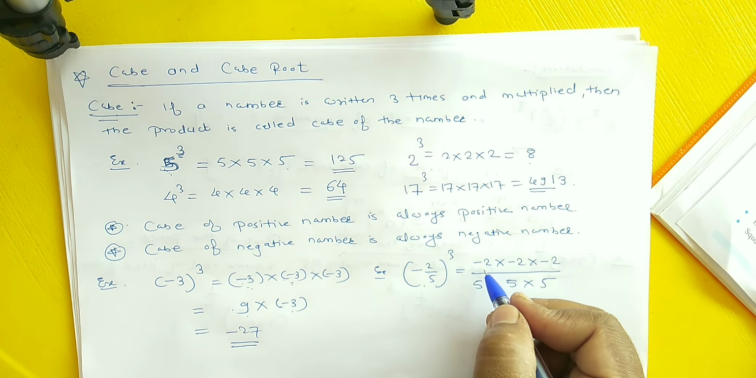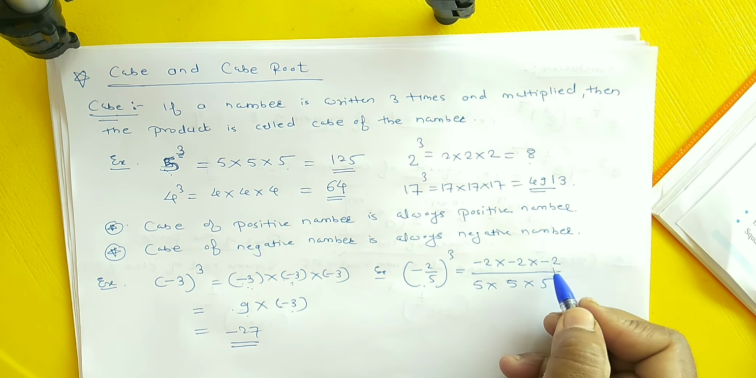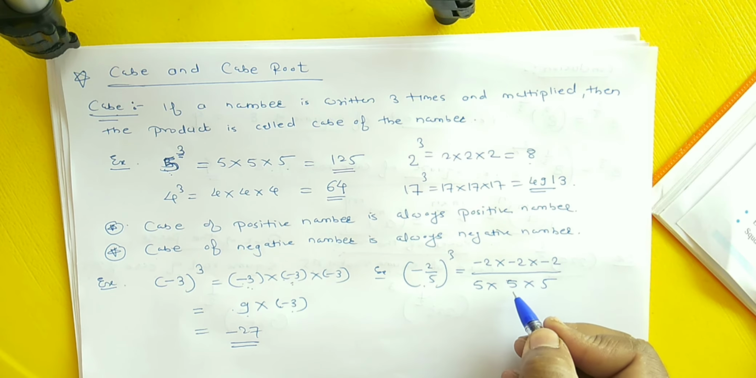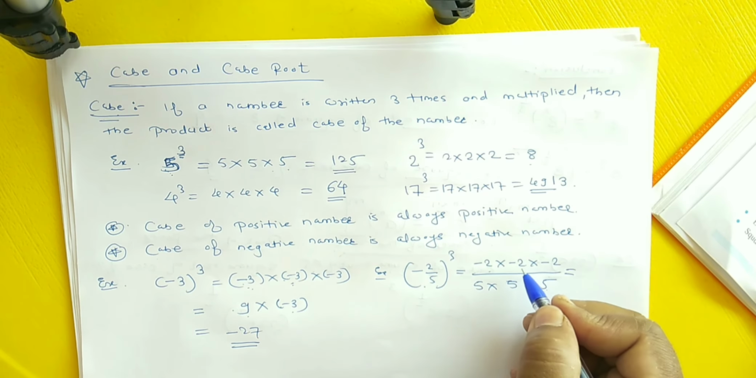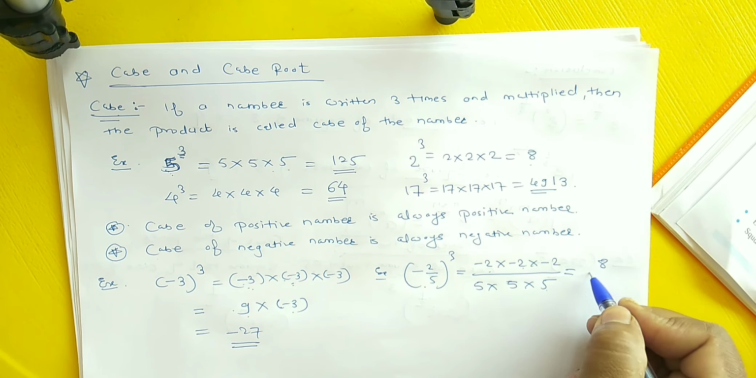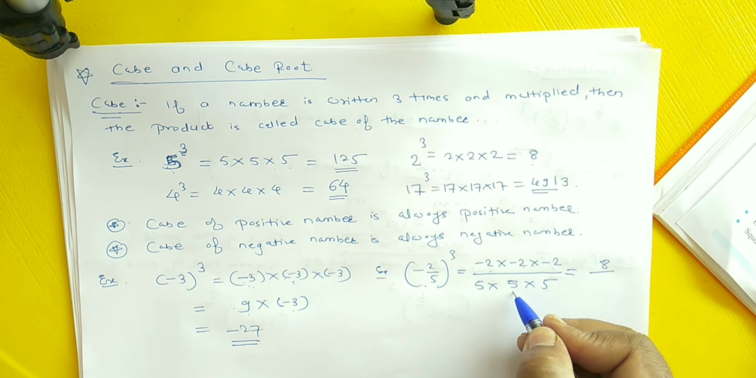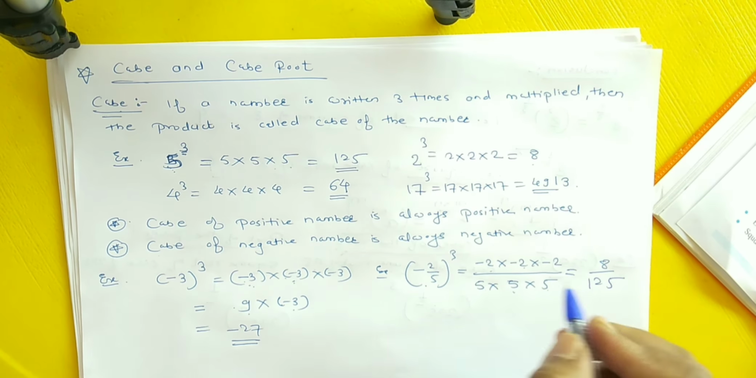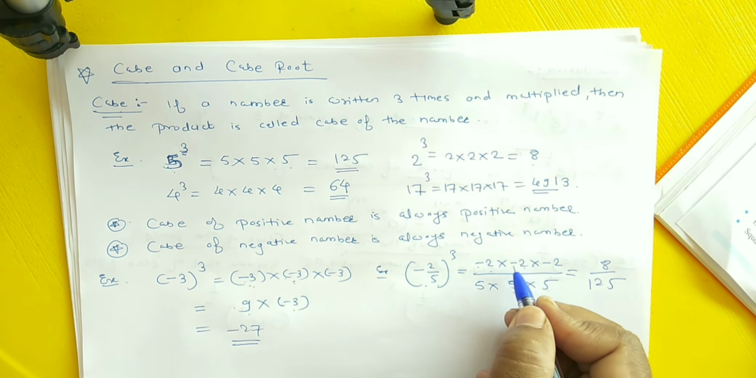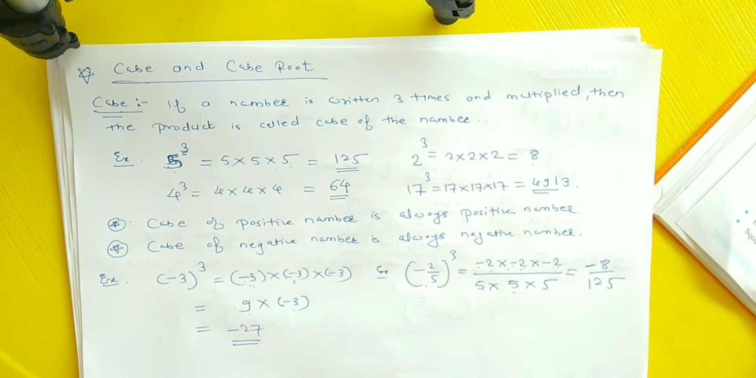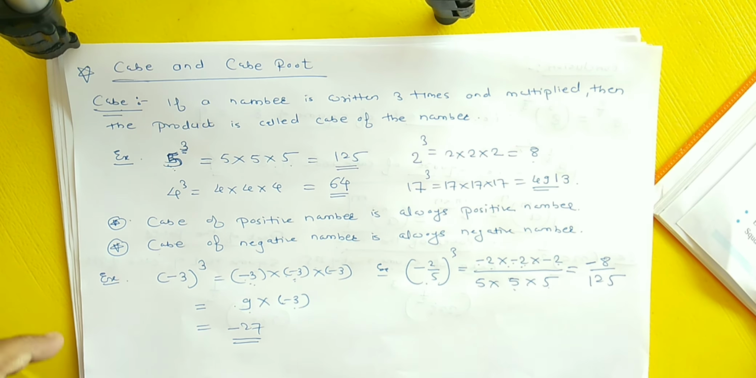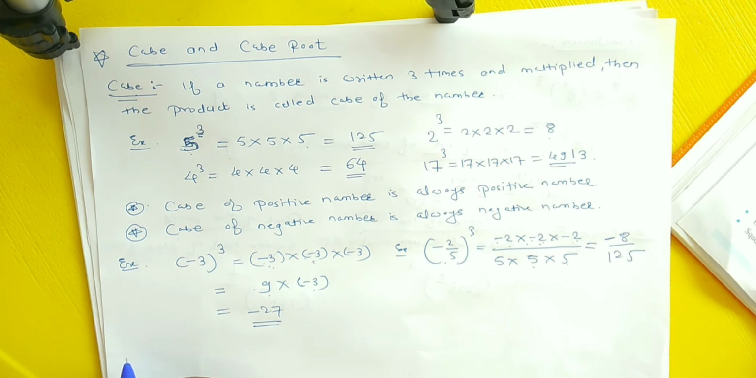Okay, so here indicate -2 into -2 into -2, and in the denominator you can write the positive 5 into 5 into 5. So 2 2s are 4, 4 2s are 8, divided by 5 5s are 25, 5 25s are 125. Talking about the sign, minus into minus is plus, again plus into minus is minus, so the answer becomes -8 upon 125. Okay, so one more example.